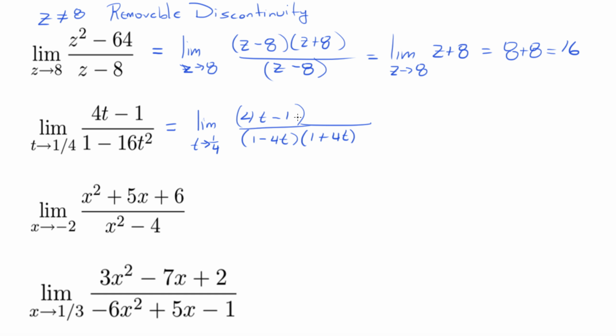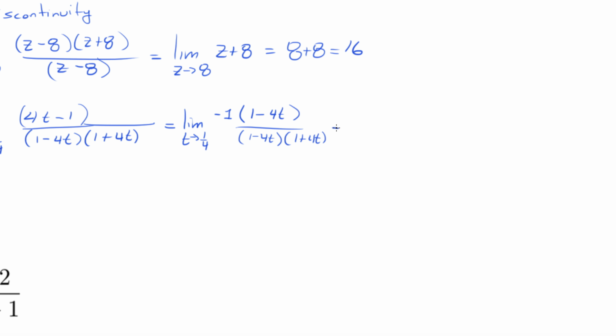Now, we're almost there. The tricky part is that 4t minus 1 and 1 minus 4t are not the same thing. But we can make it the same thing if we factorize a negative 1. Either one, either on the numerator or denominator, doesn't matter which one you choose. So we factorize it, and then this becomes 1 minus 4t. Keep going here, the limit when t approaches 1/4. 1 minus 4t divided by 1 minus 4t is going to be 1. Okay, so we're left with negative 1 in the numerator and 1 plus 4t in the denominator.